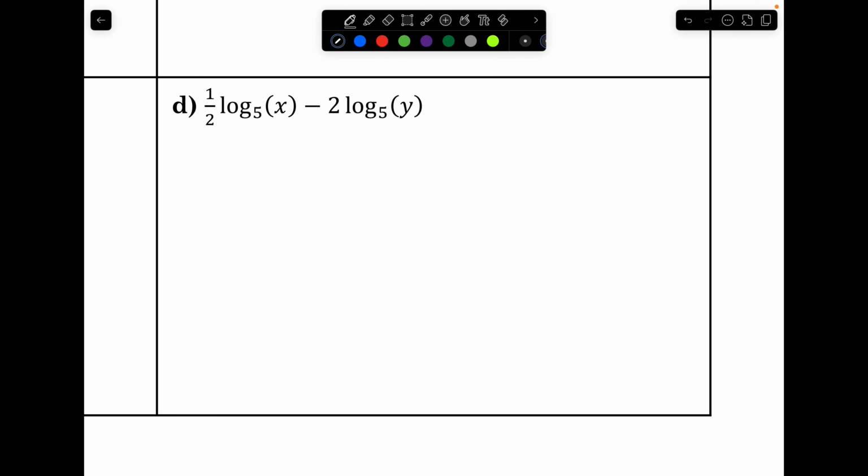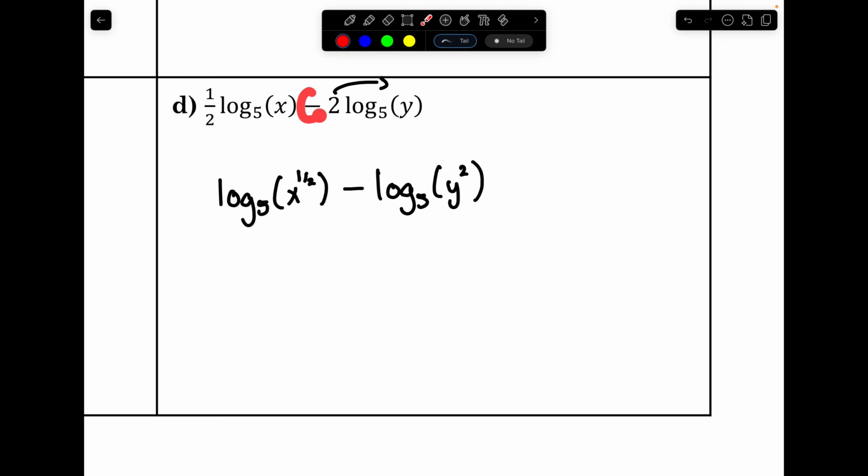So for this fourth example here, we have 1/2 log base 5 of x, which can be written, using the power property, as log base 5 of x to the 1/2, and then minus, and we can pull this 2 and make it the exponent of y, so log base 5 of y to the second power. Notice that I don't care about the signs on these examples, and I don't pull the negative number and treat this as a -2. I just worry about the 2 itself and just keep the operation between them, because this operation is going to tell me what to do with those two values there.